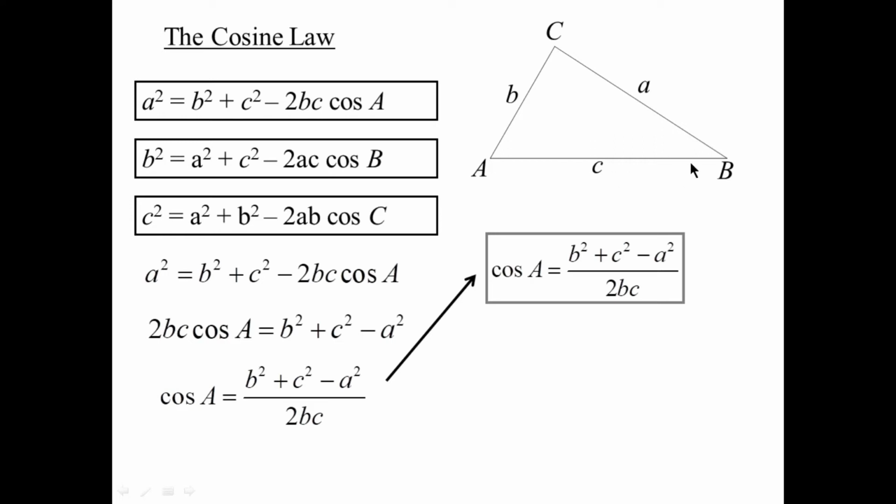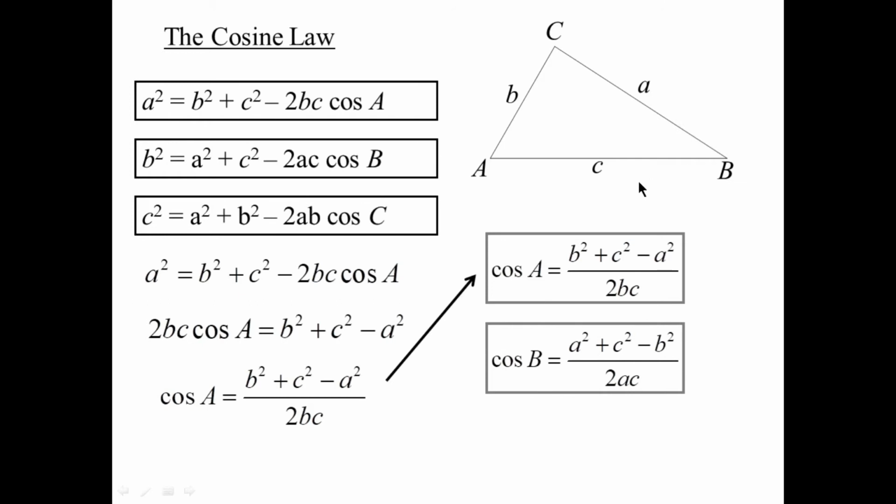It's a pattern, so let's try b. Cos B equals a squared plus c squared minus b squared over 2 times a times c. It's a pattern to get used to. And cos C equals a squared plus b squared minus c squared over 2 times a times b.